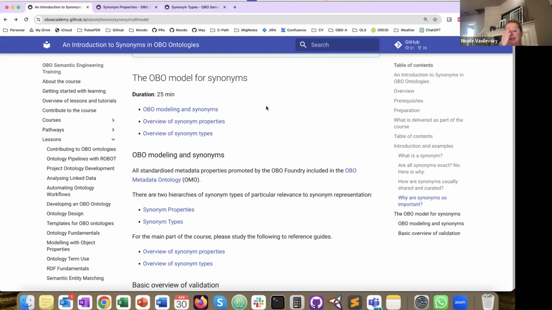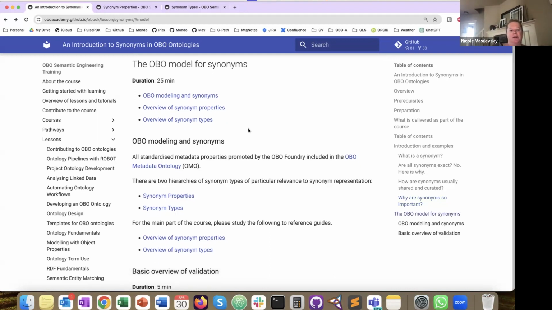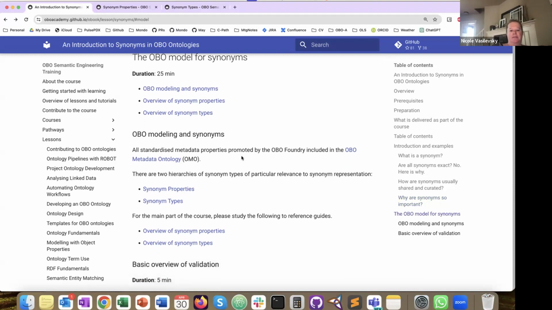Okay, so next we're going to talk about the OBO model for synonyms. We'll talk about the OBO modeling, and then we'll talk about the synonym properties and the synonym types. So our standard metadata properties for the OBO Foundry are included in the OBO metadata ontology, which you can see here.